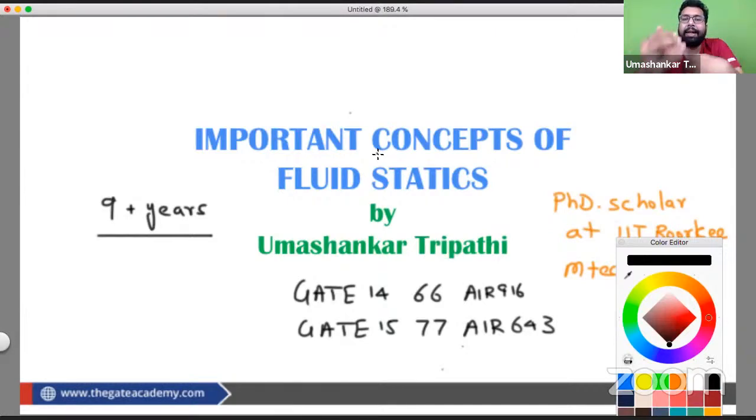Now, see, the GATE is very close to us. I think October is already over, so November, December, January, we have mostly 3 months for preparation. We are very well aware that fluid mechanics is a very, very important subject for both mechanical and civil engineering aspirants. I hope your preparation is going in the right direction. To brush up your concepts, we are having this session in which we are going to talk particularly about the fluid statics concepts.